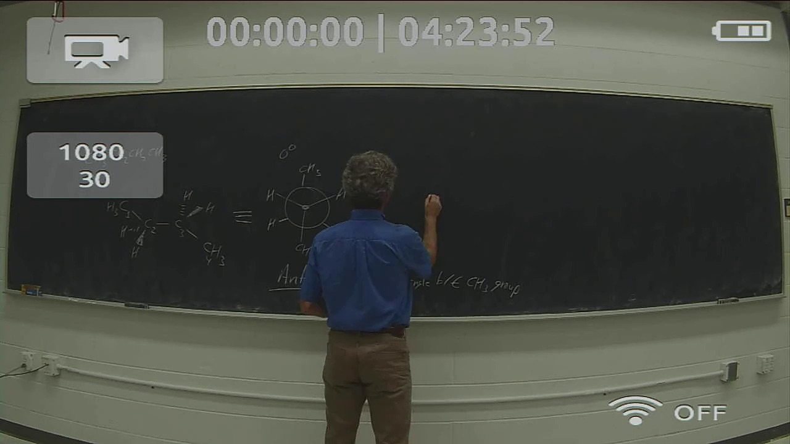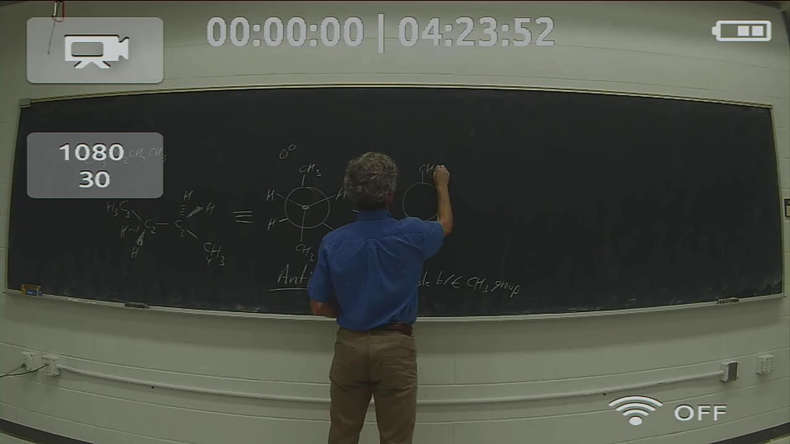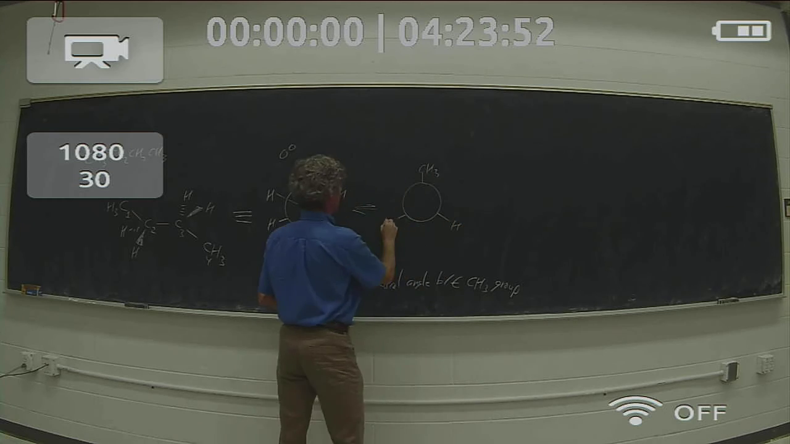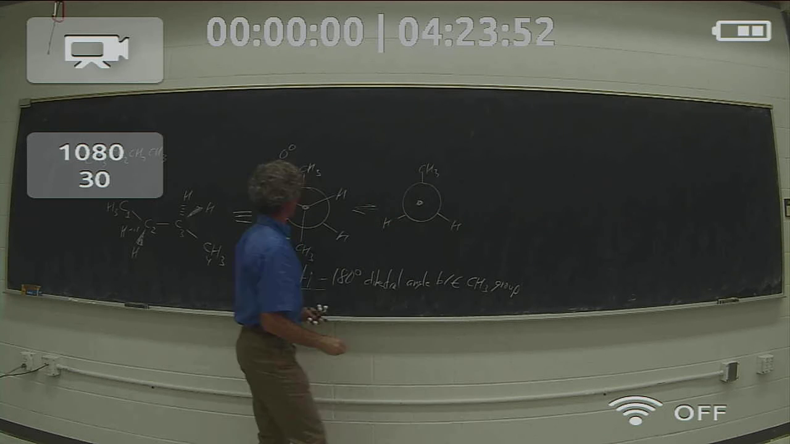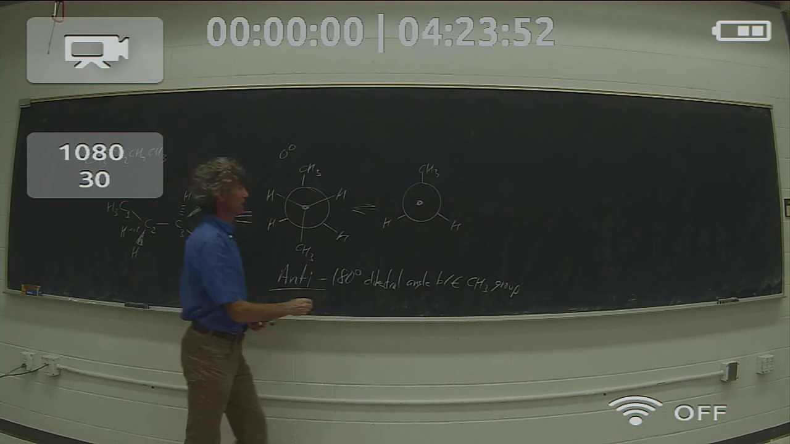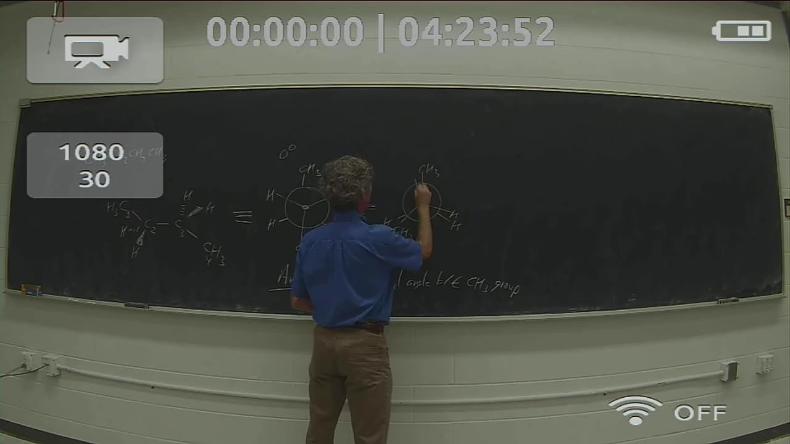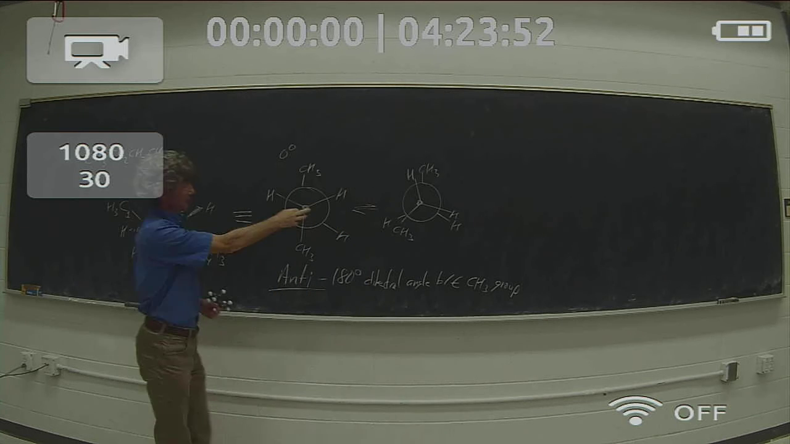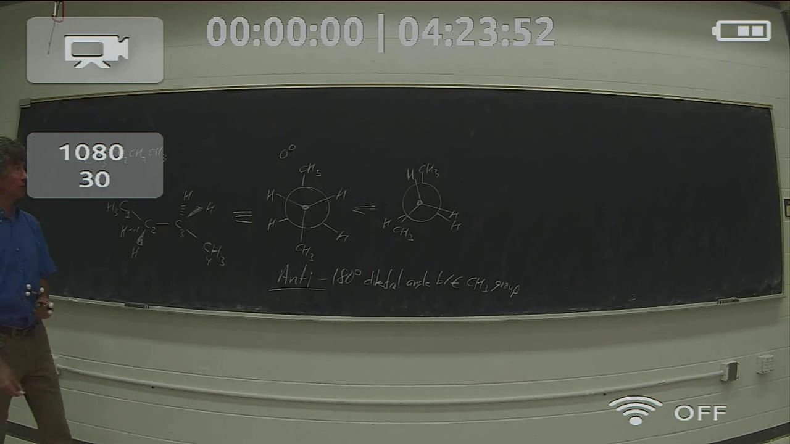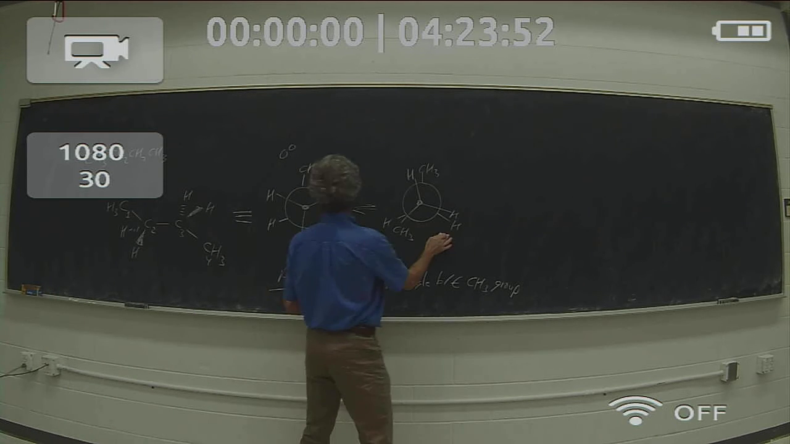Now I'm going to rotate this thing, again, leaving the methyl group alone. I'm going to rotate the front carbons of this methyl group. It's going to come over here. You'll notice we now have two methyl over hydrogen eclipsings and one hydrogen over hydrogen eclipsing.